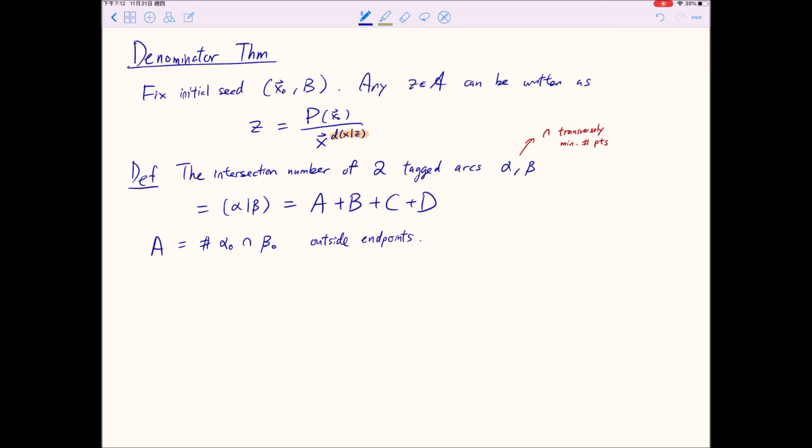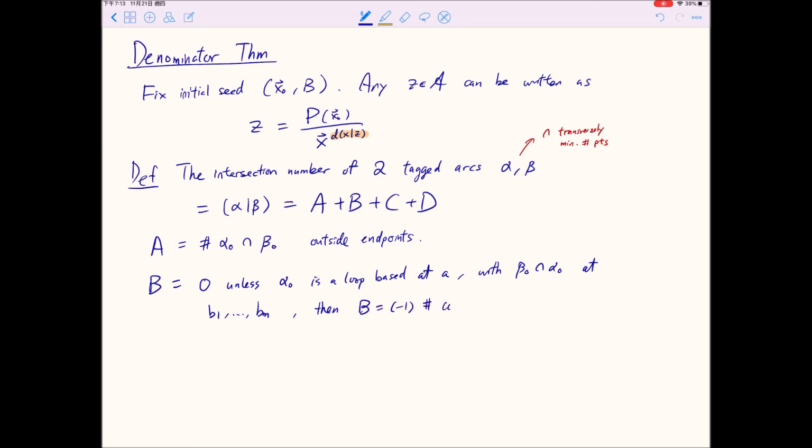So you just look at the untagged version and then count the number of intersections. B will be 0 unless alpha 0 is a loop based at A, and with the untagged version intersect at B1, ..., Bm, then B is the number of contractible triangles formed by Bi plus 1 and A.